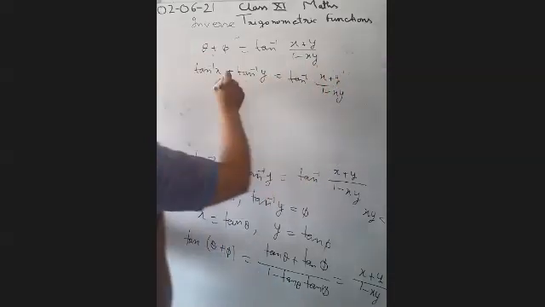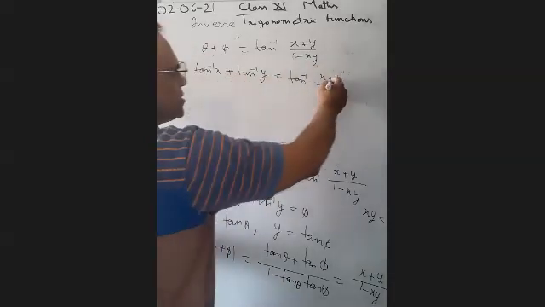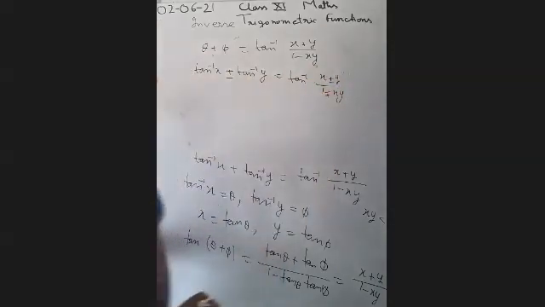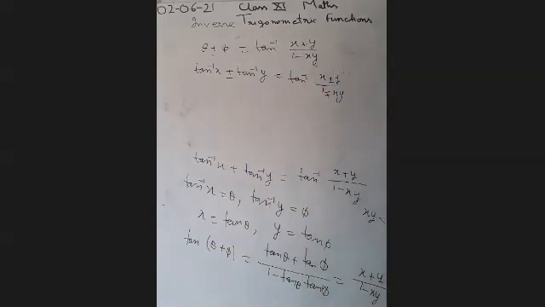Similarly, you can prove the formula with minus here. If you put minus here, it will be minus, and the denominator will be plus. These are similar to your trigonometry formulas. Similarly, you can prove the formula of sin 2 theta in terms of tan.